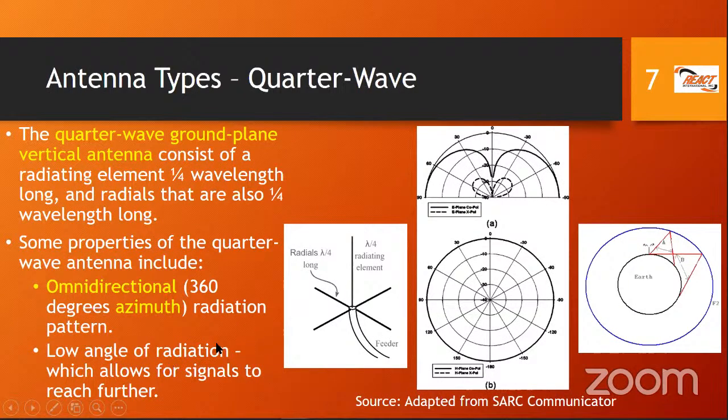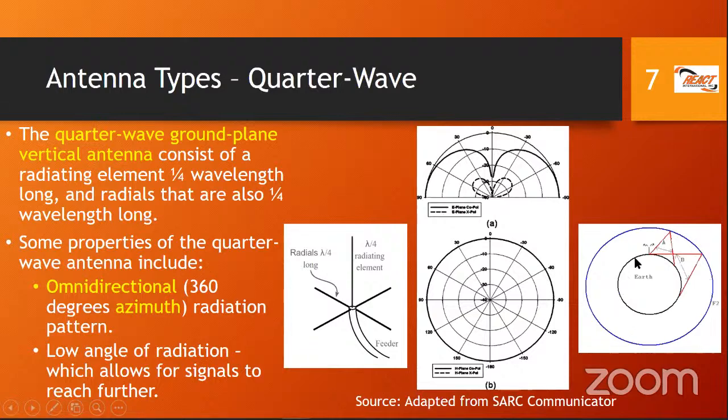The other property about the quarter wavelength antenna is that there's a low angle of radiation. So that's actually an advantage. And when you have a low angle of radiation, your signal reaches further. And let's look at the diagram on the right-hand side here. Notice this is our Earth, and this is our ionosphere. Some of you who are in the technician class or reviewed the technician material will know about the ionosphere.